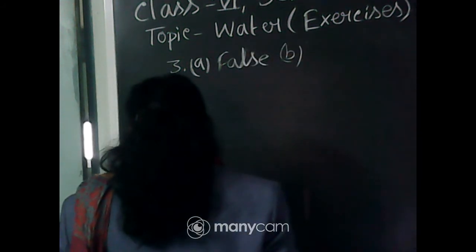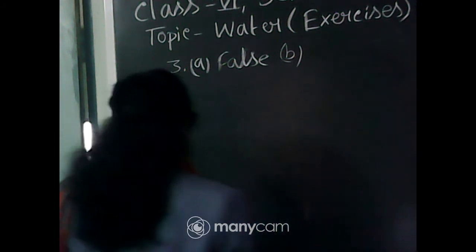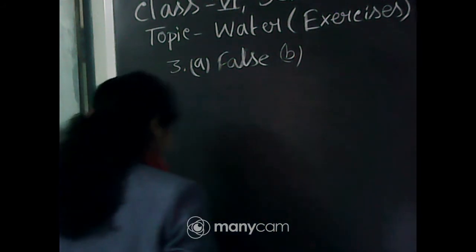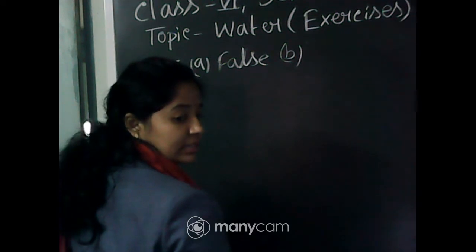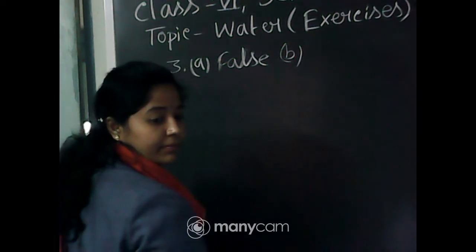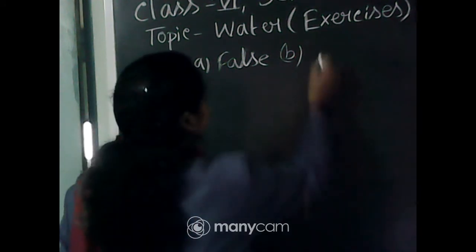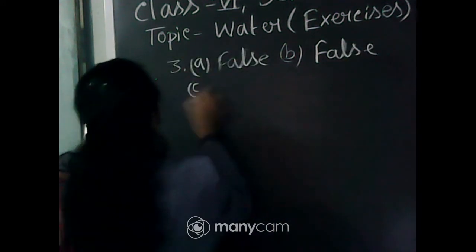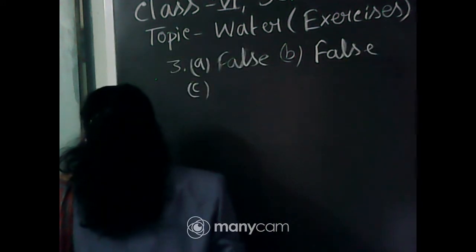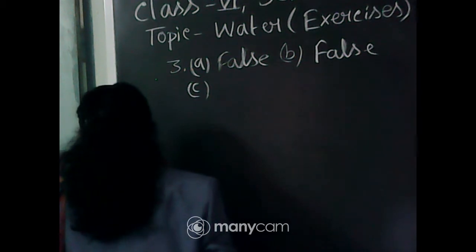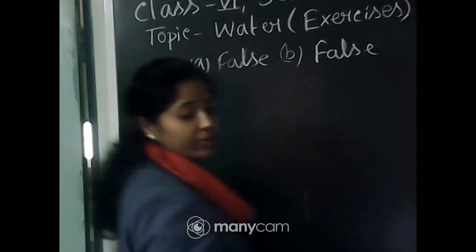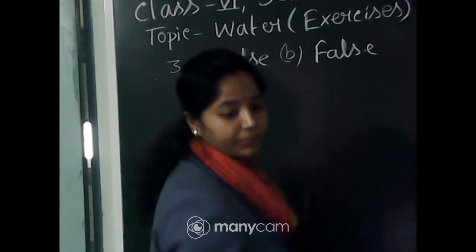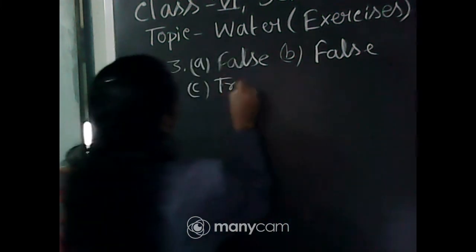Now B number question, that is water evaporates into air from oceans, rivers, lakes, but not from the soil. What will be the answer? Please tell me. This will also be false. Okay. Now C number question, that is the process of water changing into its vapor is called evaporation. This will be obviously true. So this will be true.